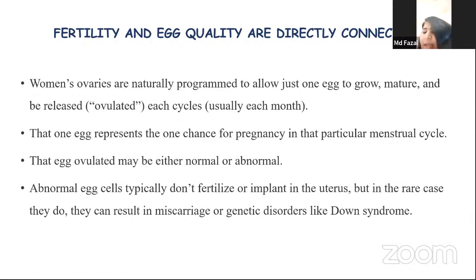If that one egg is ovulated and is abnormal, it will not go for fertilization, it will not create an embryo, and it will not result in a pregnancy. That is how our eggs become weak as we age. Right? Next slide, please.